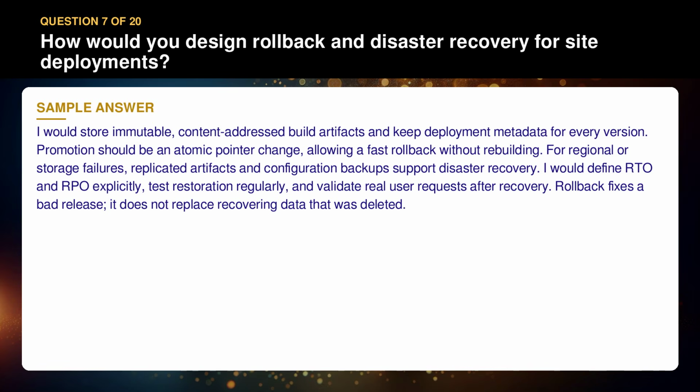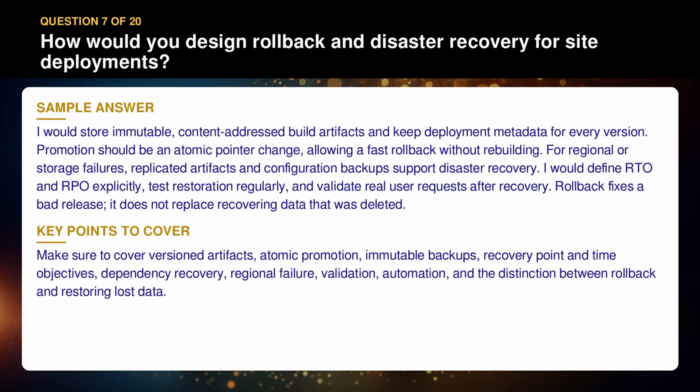I would define RTO and RPO explicitly, test restoration regularly, and validate real user requests after recovery. Rollback fixes a bad release. It does not replace recovering data that was deleted. Make sure to cover versioned artifacts, atomic promotion, immutable backups, recovery point and time objectives, dependency recovery, regional failure, validation, automation, and the distinction between rollback and restoring lost data.